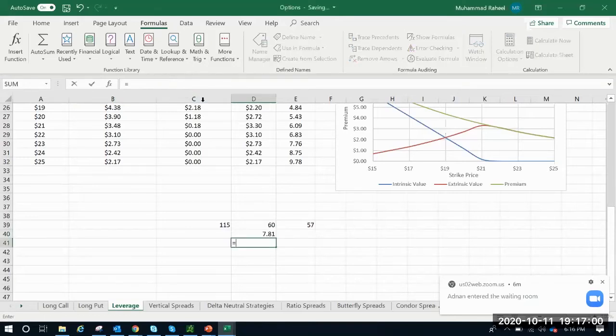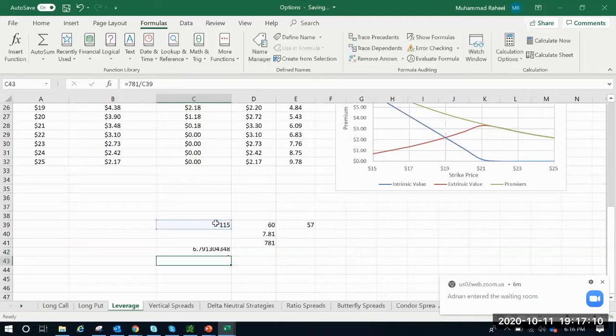And if I multiply that number per share, I'm making 7.81 times 100 shares. I would have made $781 on an investment of $115, and that would have been a return of about 6x. So basically, multiplying my money by 7 times in a matter of 2 days.